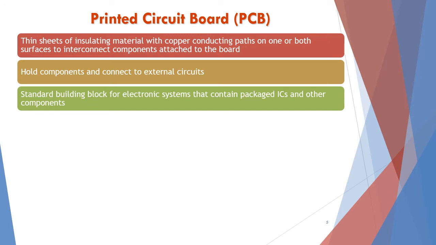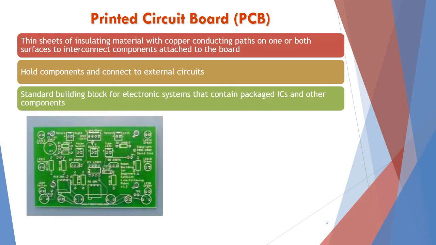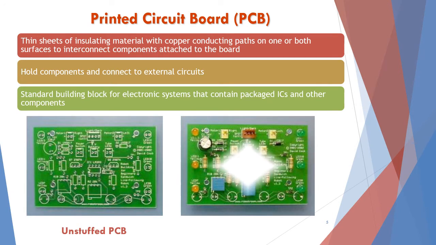It holds components and connects to external circuits, like the motherboard for a computer. So it holds all the components and connects all the external circuits together. It is the standard building block for electronic systems that contain packaged ICs and other components. Let's see two types of printed circuit board. The first one is the unstuffed PCB and the second one is the stuffed PCB.